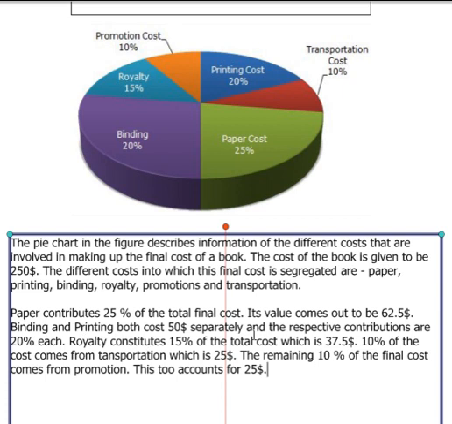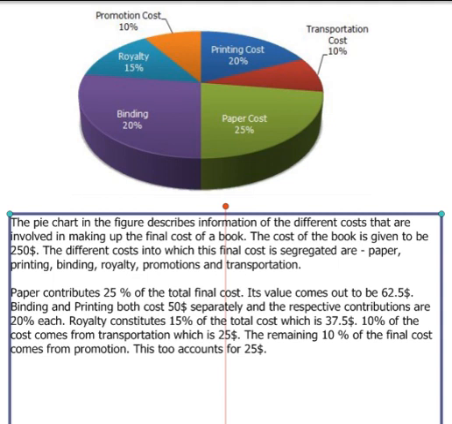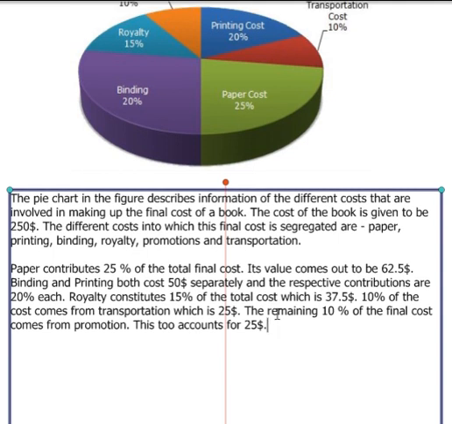Royalty constitutes 15% of the total cost, which is $37.5. 10% of the cost comes from transportation, which is $25. The remaining 10% of the final cost comes from promotion. This too accounts for $25. So we've given information cost-wise and percentage-wise as well for each of the different costs that make up the final cost of $250. Now we are just left with the conclusion. Now I'm sure we would have done around 110 to 120 words by now.